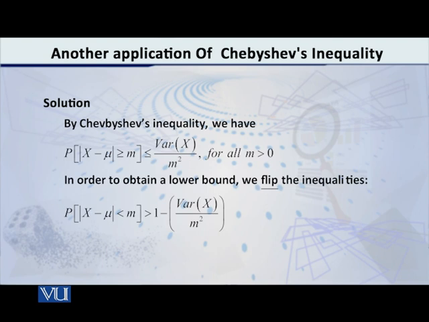However, in order to obtain a lower bound for that probability that we are wanting to deal with, we will need to flip the inequalities. And what will we get then when we flip the inequalities? We will read it as follows. The probability of the absolute value of x minus mu being less than m, this probability is greater than 1 minus the variance of x over m square.